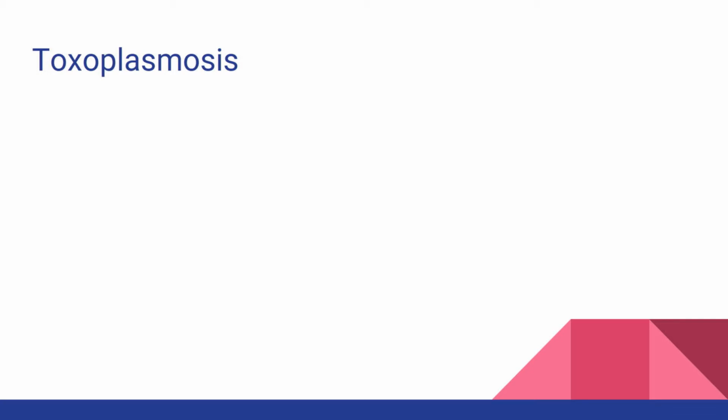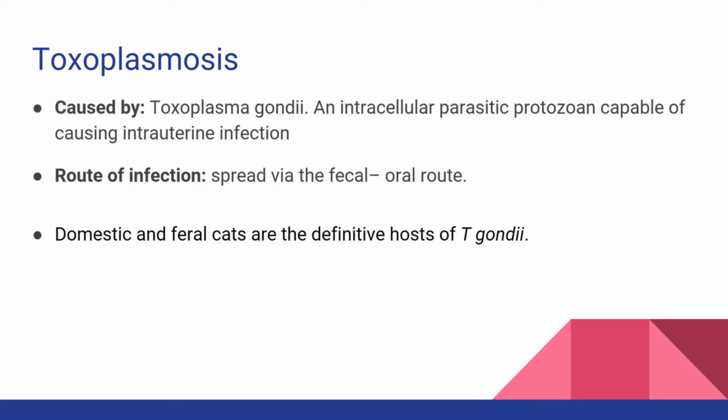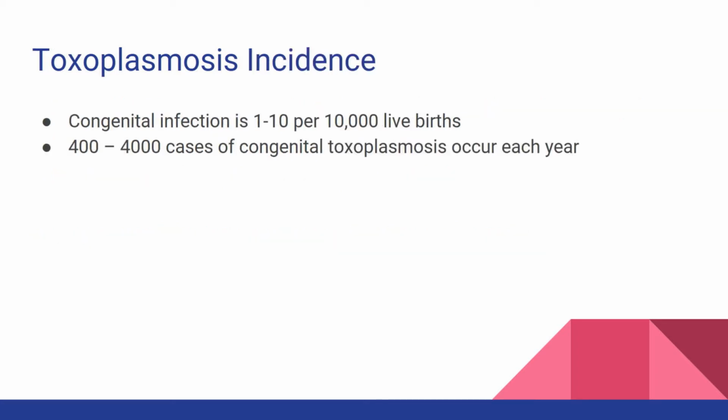So now we're going to talk a little bit about toxoplasmosis. It's caused by Toxoplasma gondii, an intracellular parasitic protozoan capable of intrauterine infection. It's spread via the fecal-oral route, and domestic and feral cats are the definitive hosts. Infant incidence is about 1 to 10 per 10,000 live births. So that's a total of about 400 to 4,000 cases of congenital toxoplasmosis occurring each year.